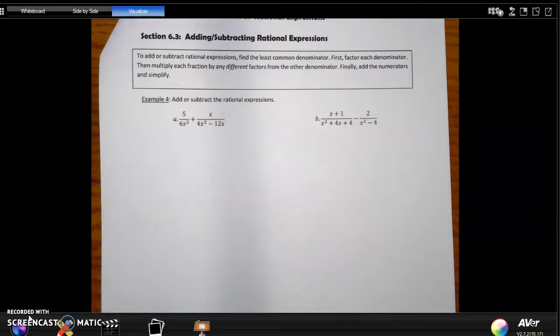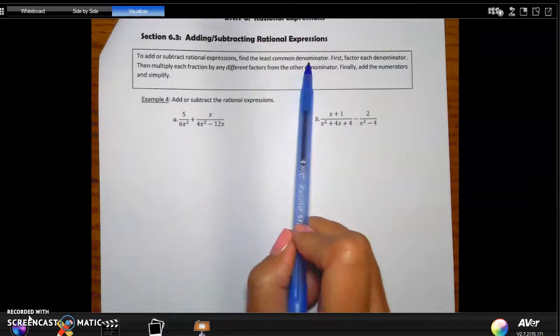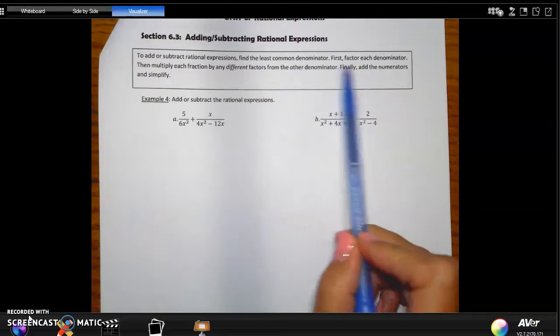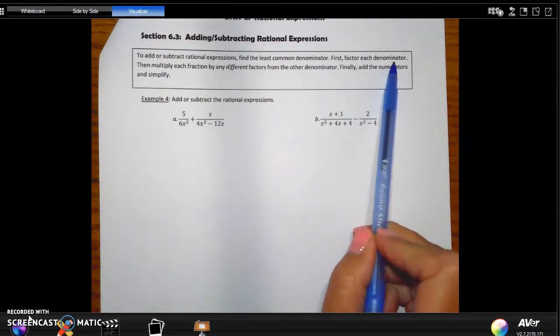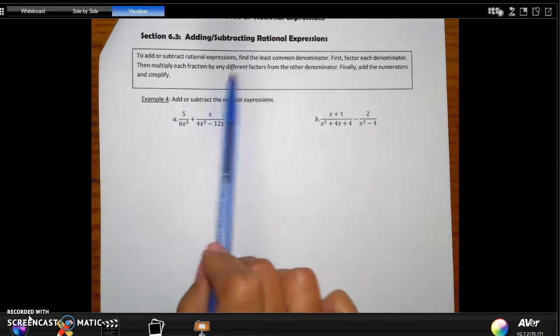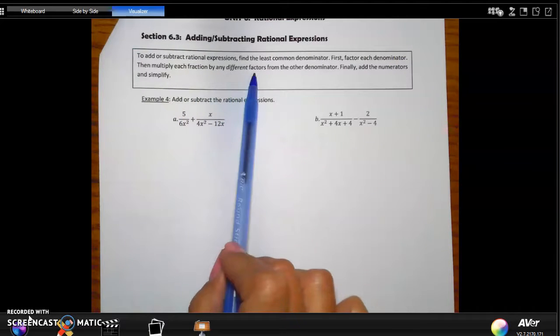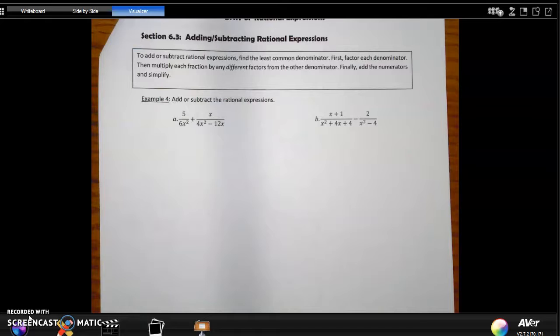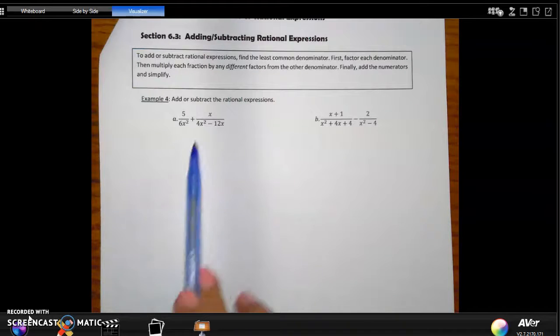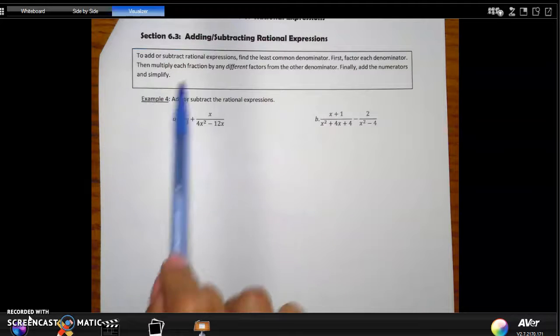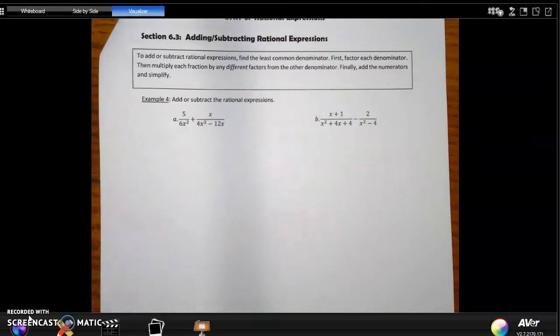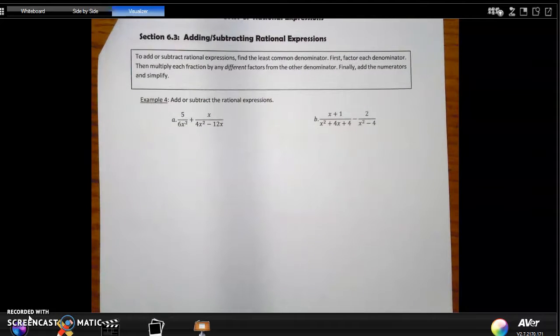So your directions up here say that we need to find a least common denominator. And to do that, we often will need to factor each denominator first on some of the harder problems, and then we're going to multiply each fraction by different factors from the other denominator. And then you can add together once your denominators are the same. So these two problems on this first page are actually a little more tricky. So I just wanted to be on here to read you the directions first, and then I'm going to flip to the next page and do some easier problems, and then I'll come back and do these.